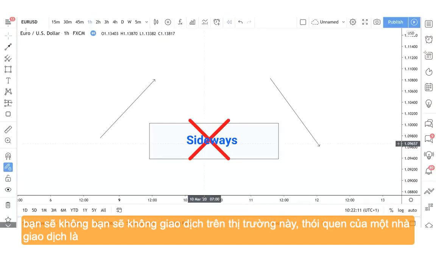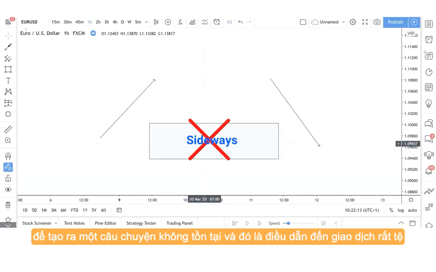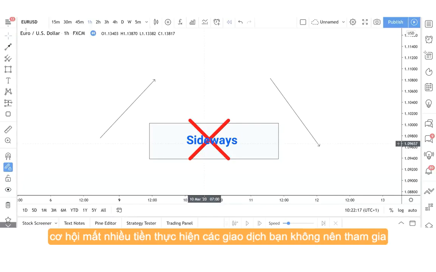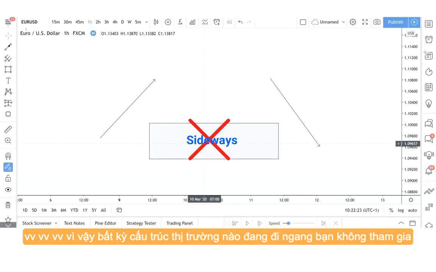The habit of a trader is to create a story that doesn't exist, and that's what leads to very bad trading opportunities, losing a lot of money, taking trades you shouldn't be taking, etc.